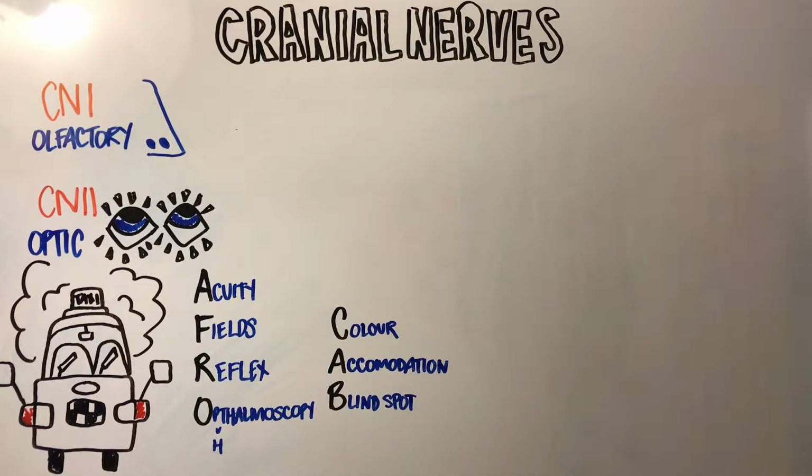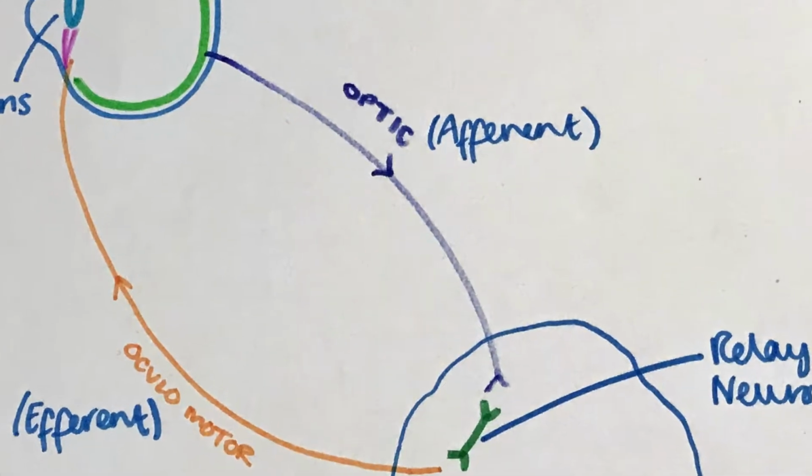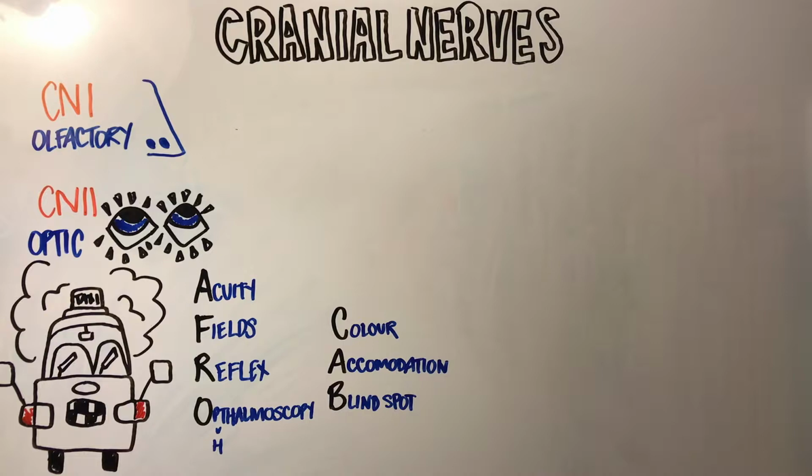Going back to our Afro cab mnemonic, R is for reflex, and in this case it's for pupillary reflex. This reflex is coordinated by the optic nerve and also the oculomotor nerve, which we'll come on to in a minute. Being a sensory nerve, the optic nerve is the afferent neuron, and it senses the light coming in. The oculomotor nerve is the efferent neuron, as it's a motor neuron, and it coordinates pupillary constriction, which is the response.